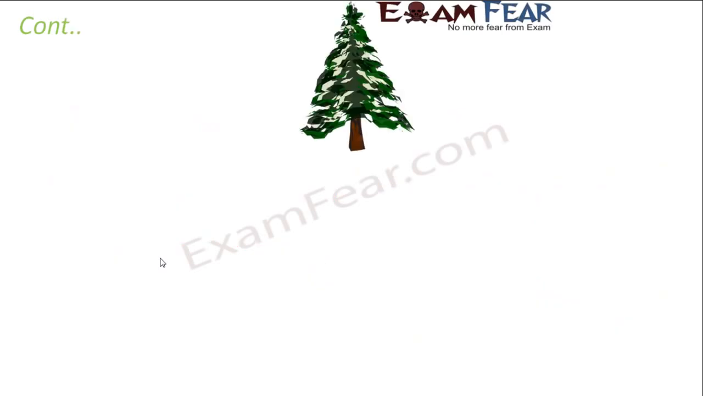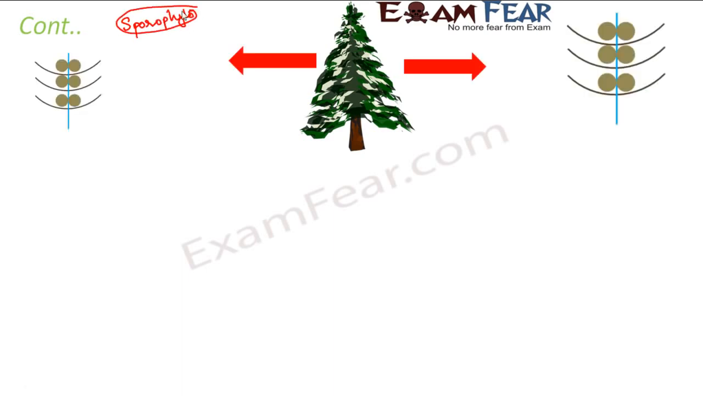Okay, so now let us look at the life cycle of a gymnosperm. So this is a gymnosperm, and which is the dominant stage of a gymnosperm? So here also, sporophyte is the dominant phase. So what happens here? This is my gymnosperm, so this is the sporophyte.